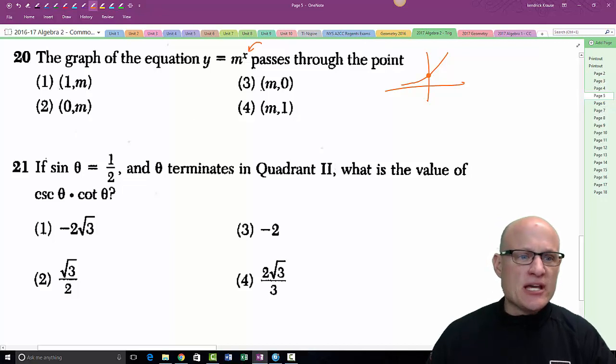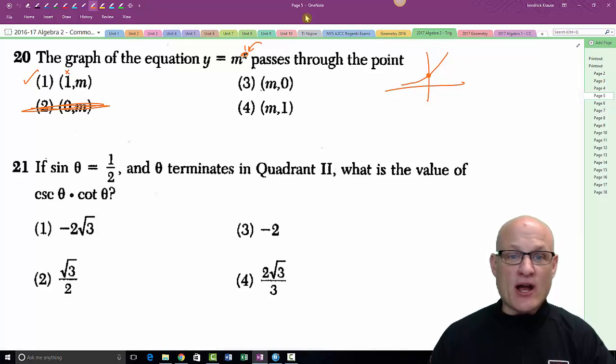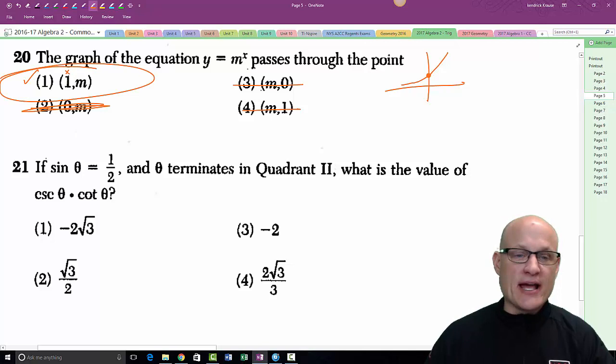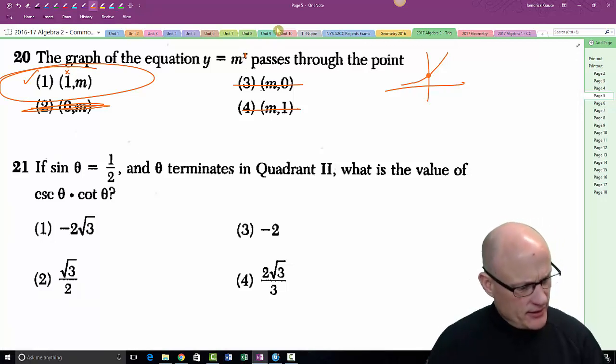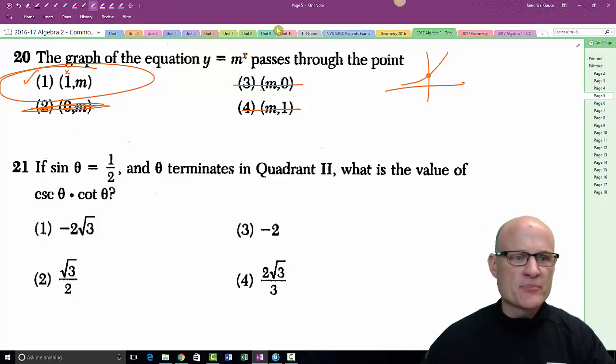So let's see. If I plug in 1 for x, I get m to the 1, which is just m. So that looks pretty good. If I plug in a 0 for x, anything raised to the 0 power is 1, so that would give me 0, 1. That's not it. If I plug in m for x, I get m to the m, which clearly isn't it. So here's your answer. You plug in 1 here, you get m. That's it. I mean, that's kind of a silly question, I guess.